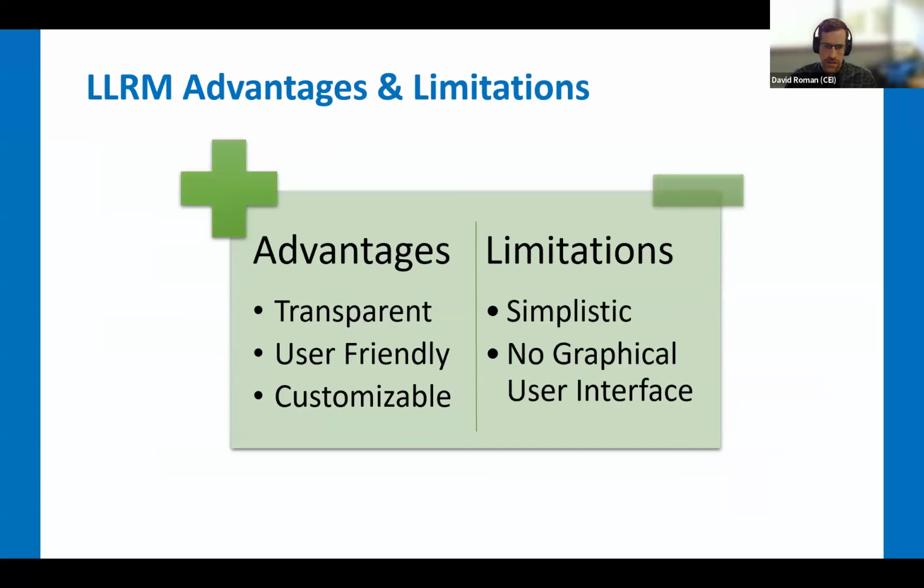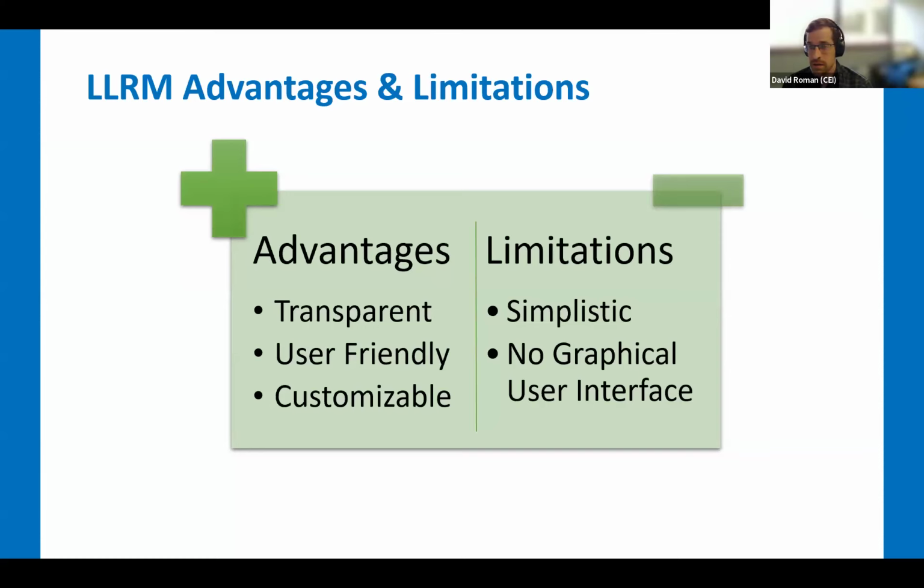So some of the advantages of LLRM: it's a really transparent model, so it's not a black box at all. It's all done in Excel. It's pretty user-friendly, and it's customizable. So if you don't like how it's doing a calculation, it's all in Excel, so it's very easy to tweak if needed. I guess some of the limitations: it's not like your typical model like EPA SWMM, which has a nice graphical user interface.